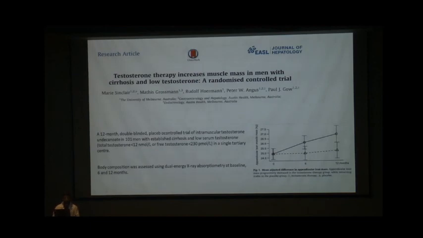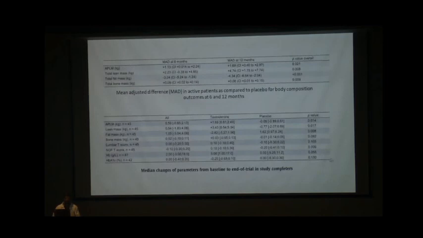Whether testosterone impacts sarcopenia or not. This was a study from 2015. It was a 12-month double-blind placebo-controlled trial of intramuscular testosterone in 101 patients with established cirrhosis, and they were given 1000 mg testosterone undecanoate. They showed that patients who received testosterone gained appendicular lean muscle mass as compared to those patients who did not receive testosterone.